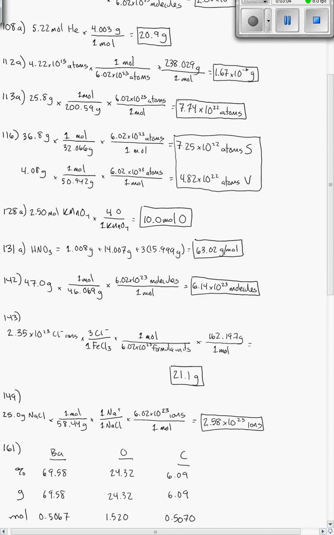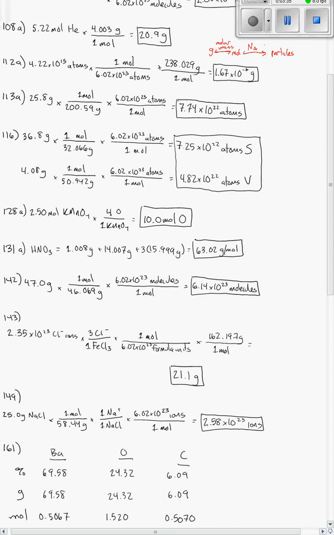In problems like 112A, we're putting it all together. We've got two conversion factors now. We've got molar mass. So molar mass allows us to go between grams and moles. And Avogadro's number, which allows us to go between moles and particles. We abbreviate Avogadro's number, capital N subscript A. We've got two conversion factors.